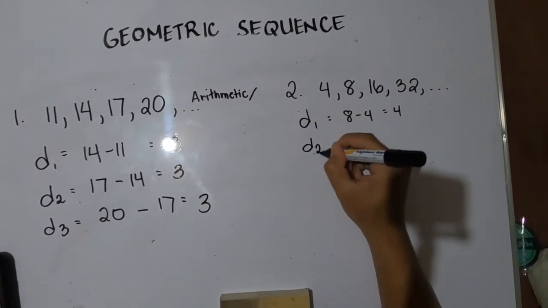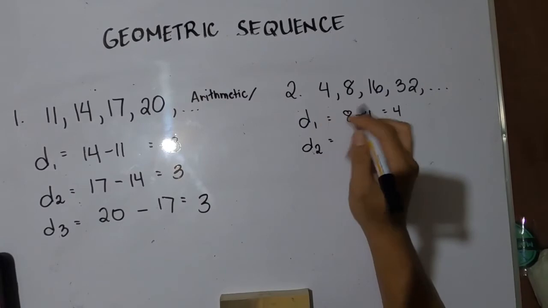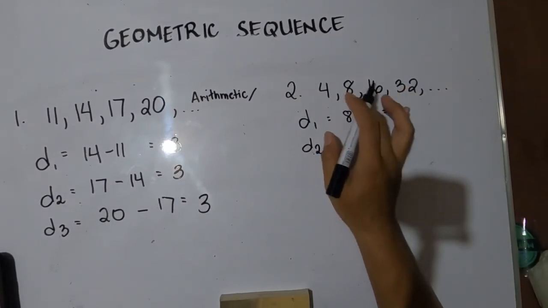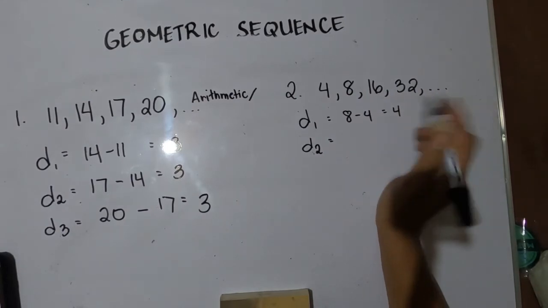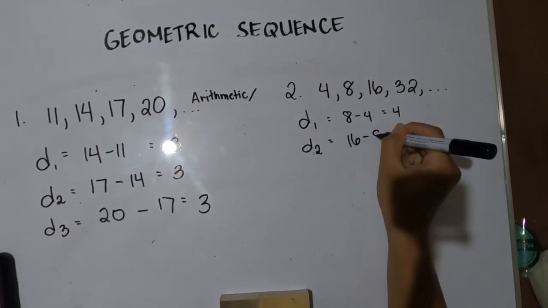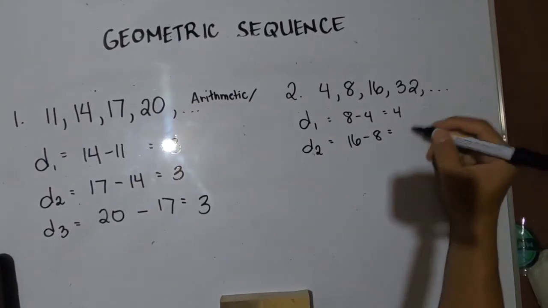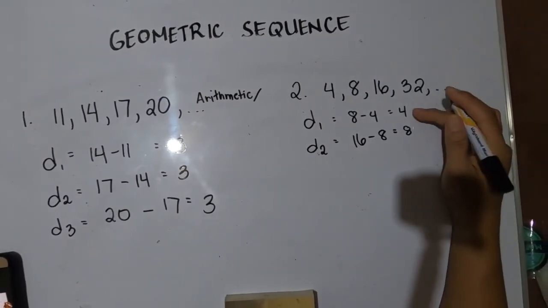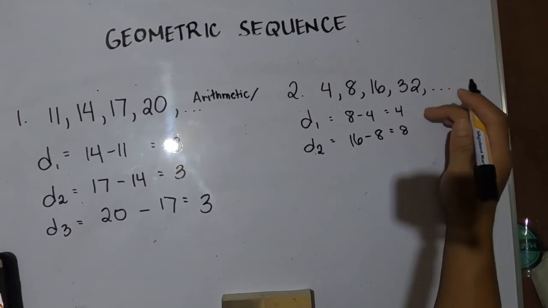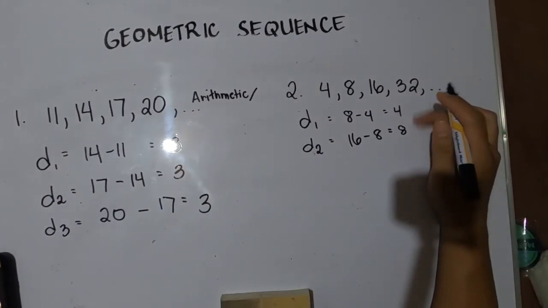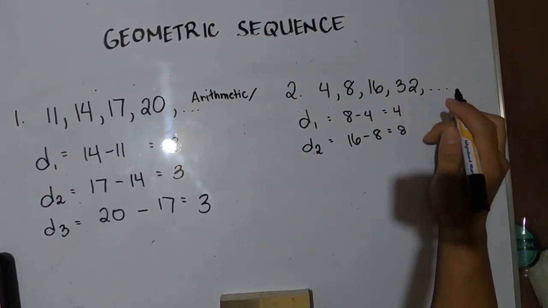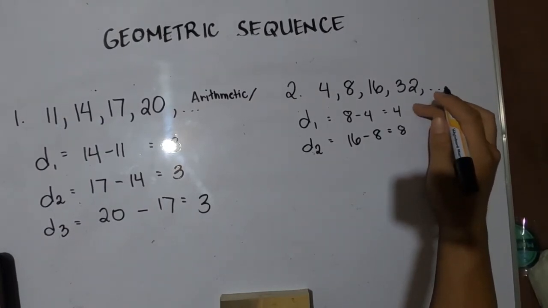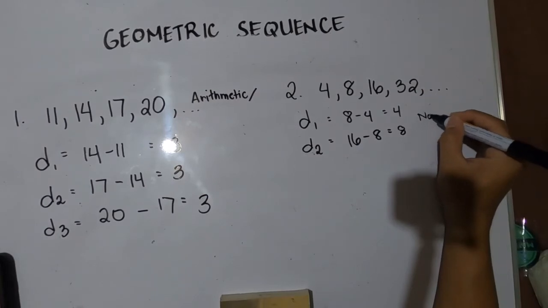Next, let's determine whether the second difference, or the difference between the third term and the second term, is the same as 4. 16 minus 8 is 8. So, based on the first two differences of two pairs of consecutive terms, we can conclude that this is not arithmetic.